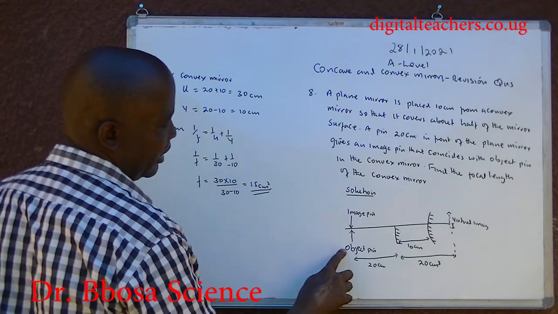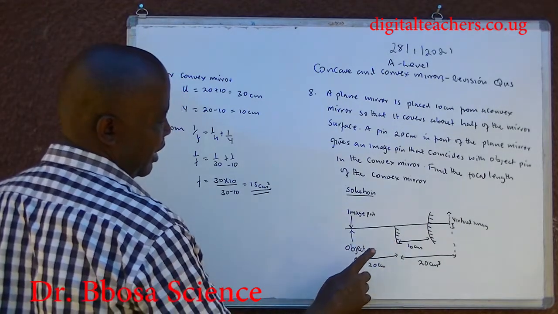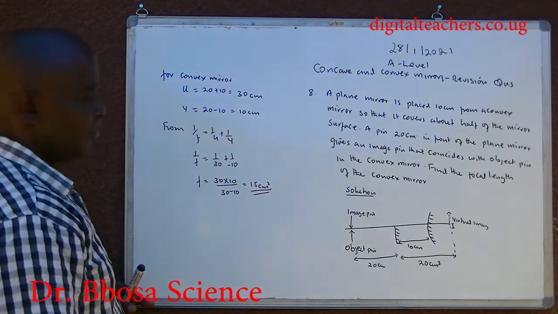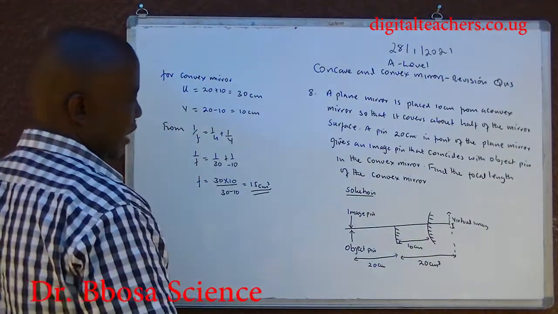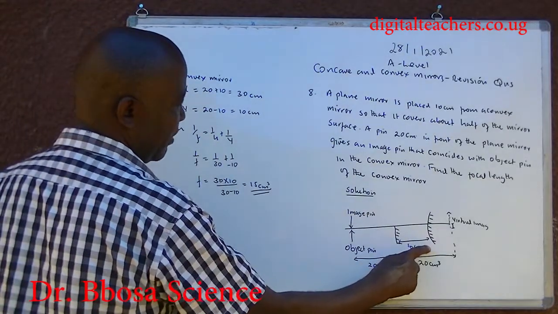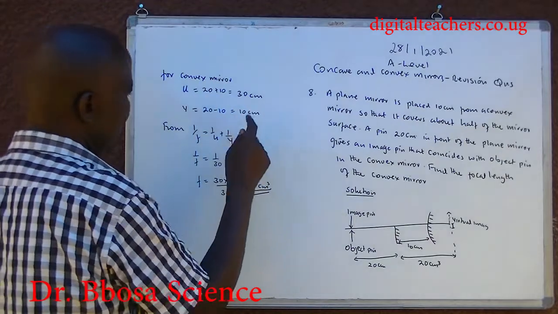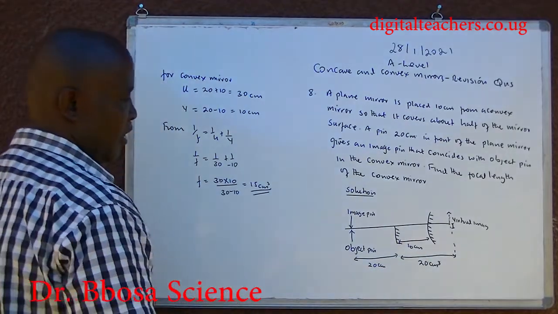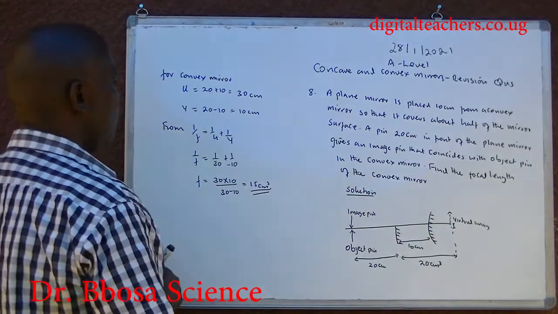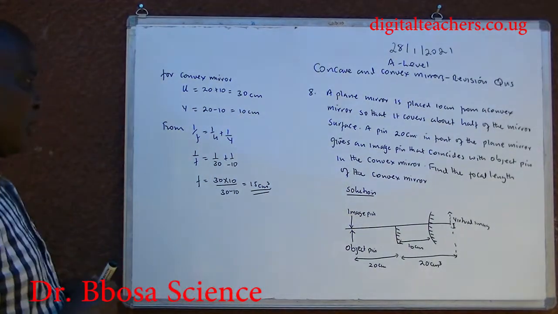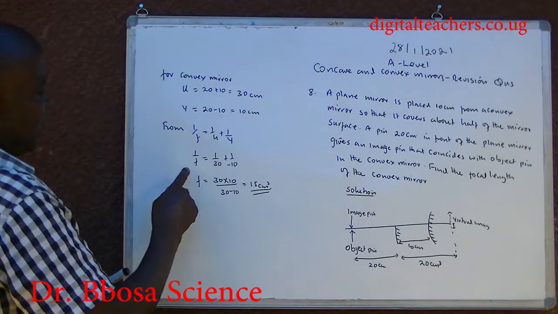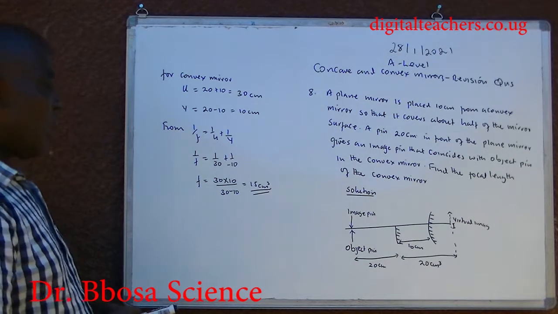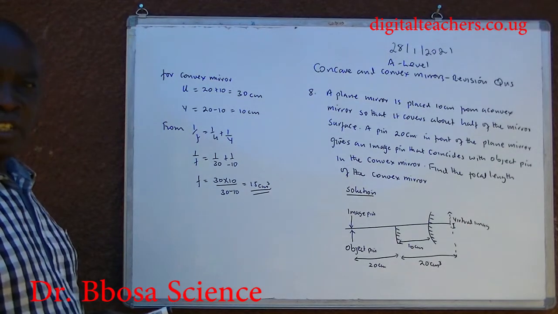The object is 20 centimeters from the plane mirror. Therefore, the image of the plane mirror is 20 centimeters from the image of the convex mirror. Therefore, the object distance of a convex mirror is equal to 10 plus 20, which is equal to 30. And the image distance of the convex mirror will be equal to 20 minus 10, which is equal to 10. From 1 over f is equal to 1 over u plus 1 over v, 1 over f is equal to 1 over 30 plus 1 over negative 10, because the image is virtual. Therefore, f is equal to 15.